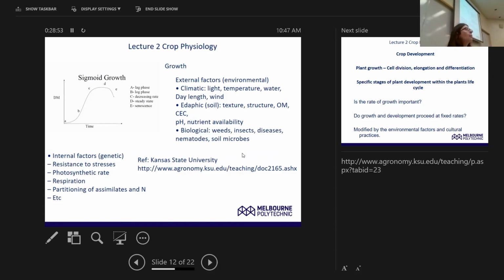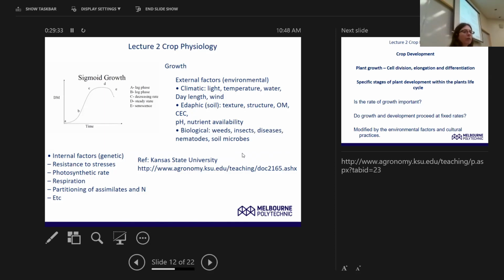A well-balanced ecosystem containing a mix of microbes and fungi are absolutely excellent because they enable nutrient cycling in the soil, of which you will learn more about that soon. There are other internal factors, what we call genetic factors, that can impact on plant growth. We have resistance to stresses. We have photosynthetic rate changes, changes to respiration. So some stress, some climates cause plants to respire at different rates, which then can cause issues.